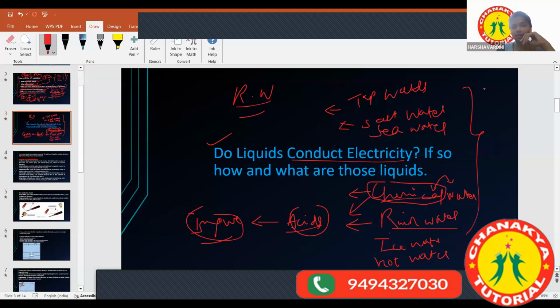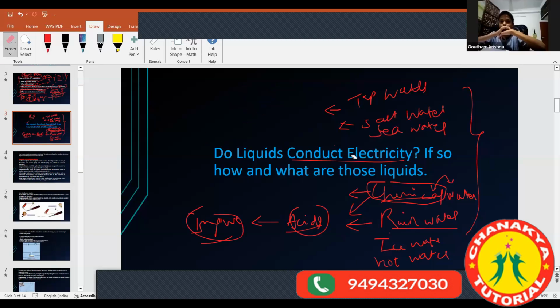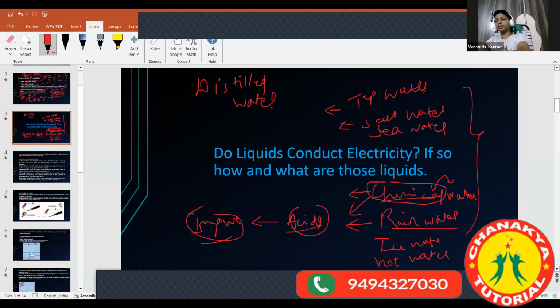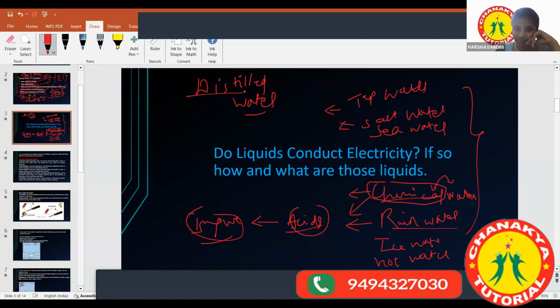So basically, all these conduct electricity, as per you. Yes, ma'am. Okay, so distilled water is something you missed. Ma'am, it won't conduct electricity. Ma'am, rainwater contains dissolved acids, like gases. Okay, fine.